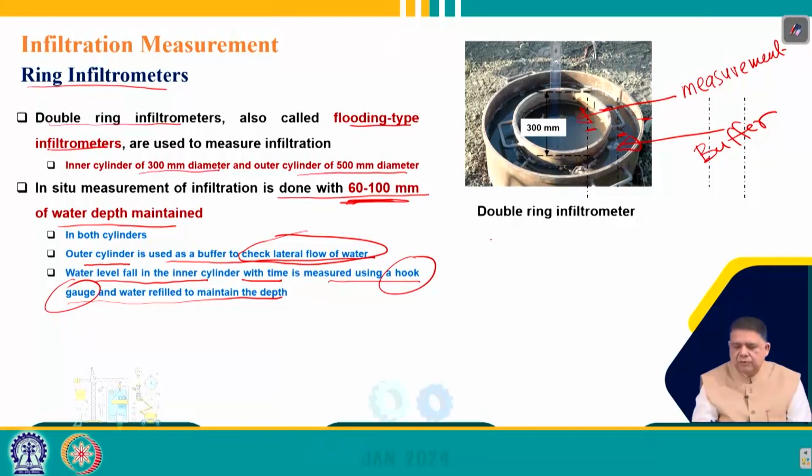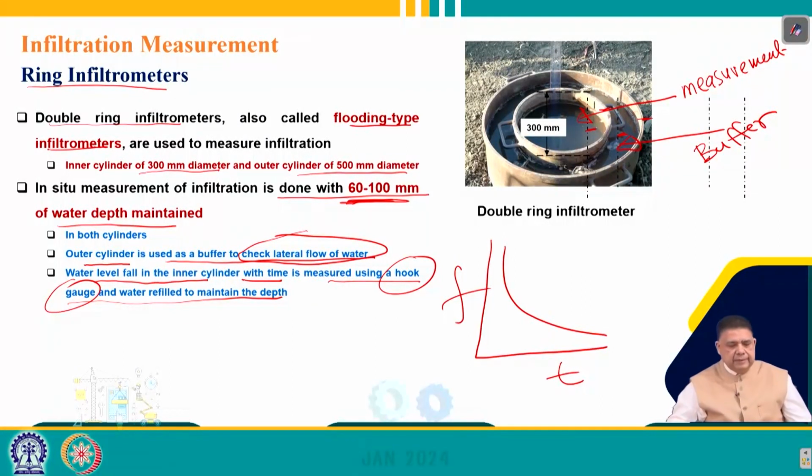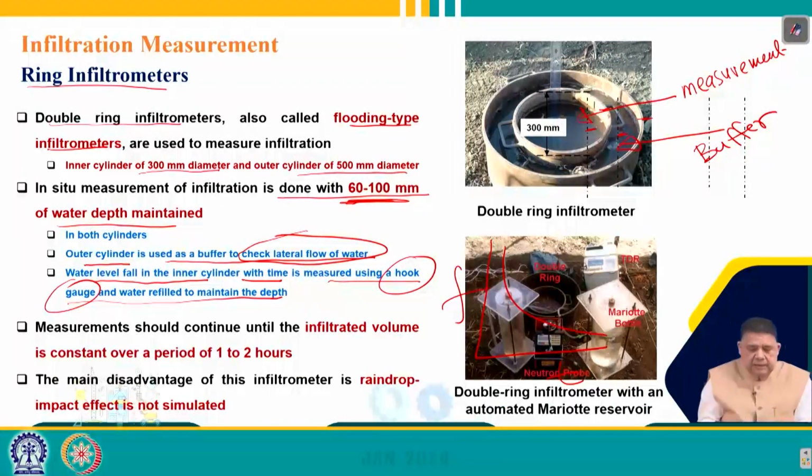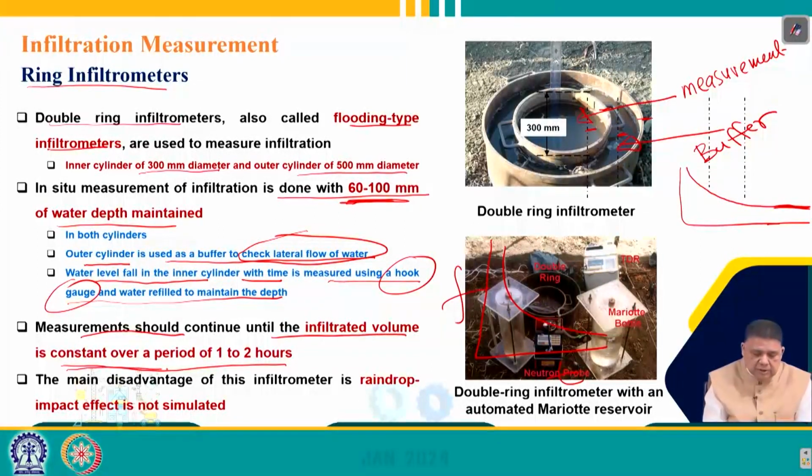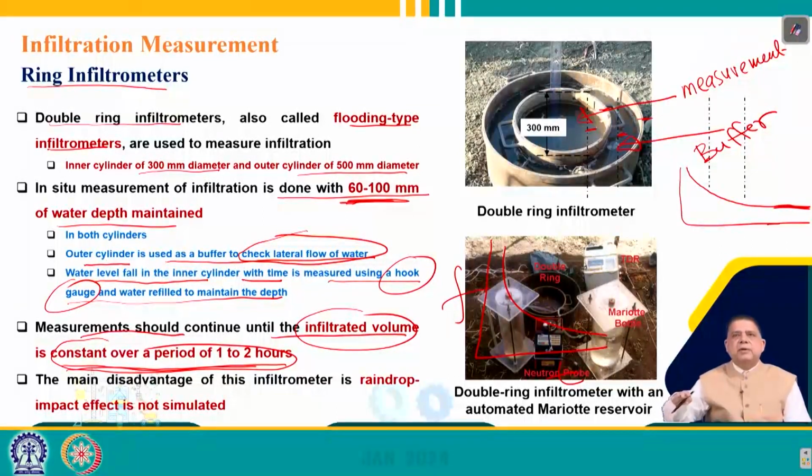And then with time we can plot this curve of f versus time, and this is the curve we normally get. But this measurement should continue until the infiltration volume is constant over a period of 1 to 2 hours. This is important because if we remember, we said that it starts at a high rate and then it decreases and attains a constant. So, in order to get this constant value, we must continue this experimentation for a longer period of time, unless and until the infiltration volume is constant over a period of 1 to 2 hours. So, when it remains constant for a significant period of time, we stop the experimentation.